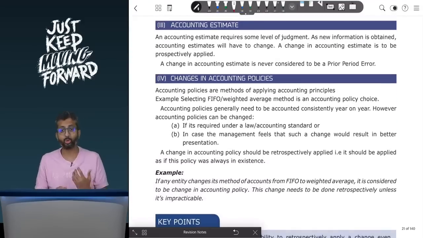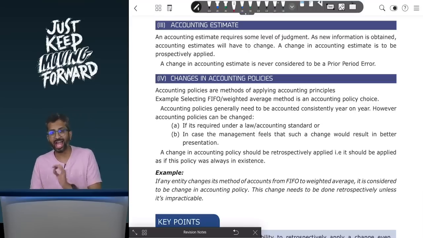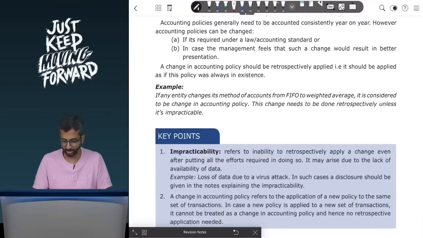However, there's a change in accounting policy. Accounting policies are methods of applying accounting principles, like FIFO for inventory or a cost or revaluation model for PP&E. These are accounting policies. If you change accounting policy, you have to retrospectively restate from the earliest reported date, and if a retrospective restatement is not permissible or not possible, then you have to give a disclosure in the notes on reasons why that retrospective change is not possible.